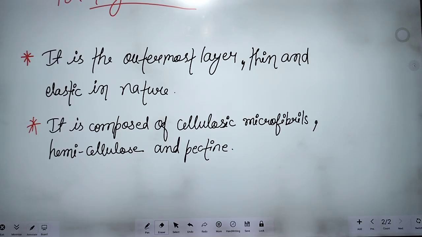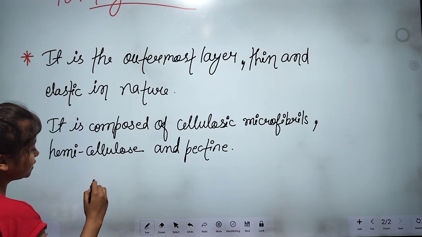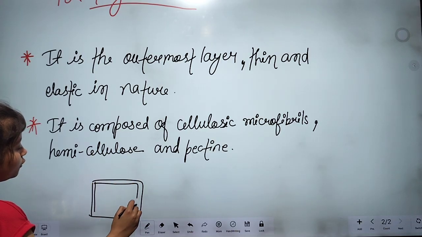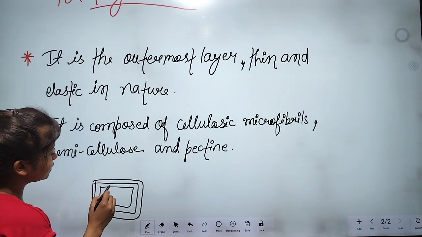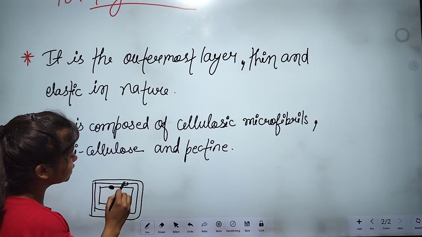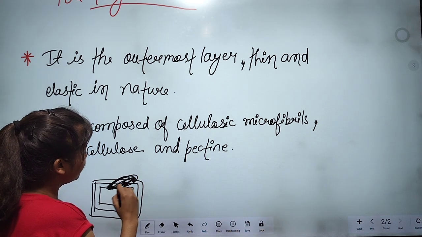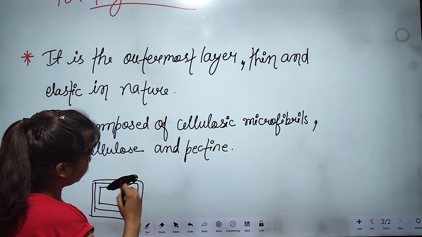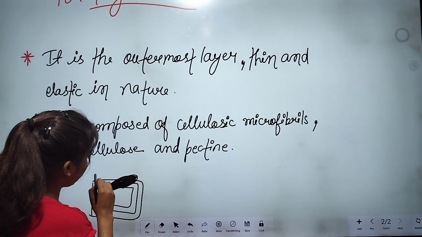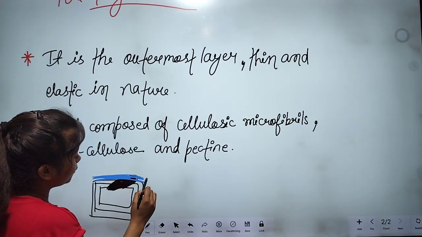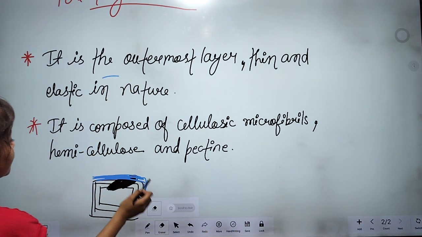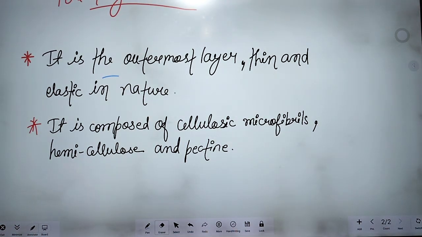So I hope you understand the primary cell wall, and that this one is part of the cell wall. Suppose this one is the tertiary cell wall, this one is the secondary cell wall, and this one is the primary cell wall, and these three layers are called the cell wall. And after that there is a layer of what? Middle lamella. So that's why it is given that it is the outermost layer of the cell wall. Middle lamella is not a part of the cell wall.